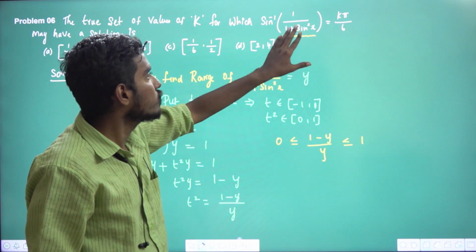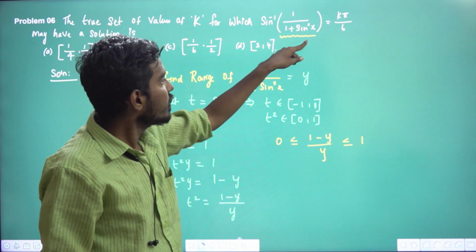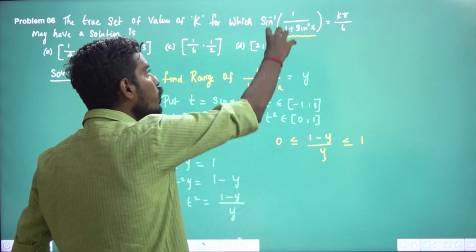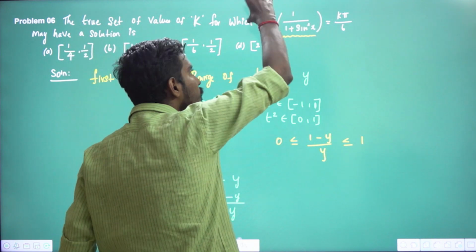The denominator will never be 0, so the domain will be all real numbers. Whatever x you give, the output values will lie between 1/2 and 1. So the output values are 1/2 to 1. Now you apply sin inverse.